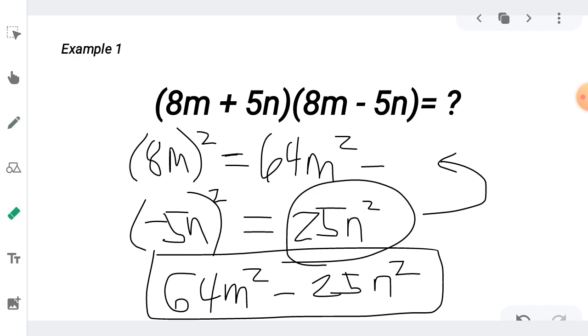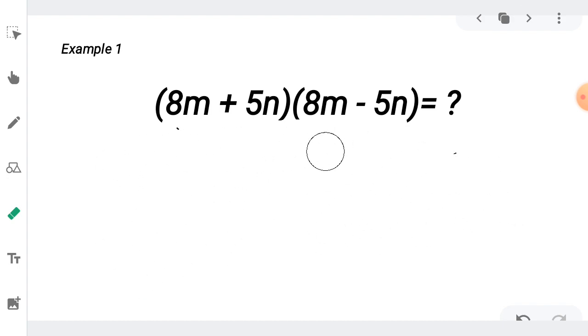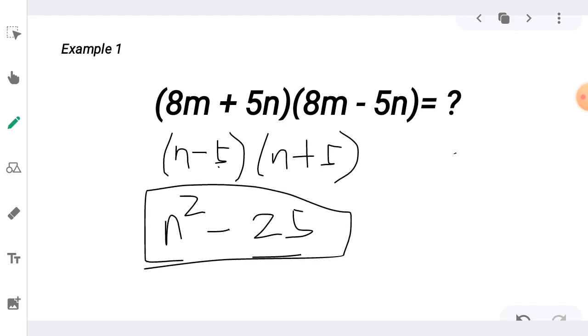So how about in this example? So another example. n minus 5 times n plus 5. So again, square the first term, n squared, and then always put a minus sign between the first and the second term. And then next is square the second term, which is 5. So 5 squared is equal to 25. So the answer is n squared minus 25.